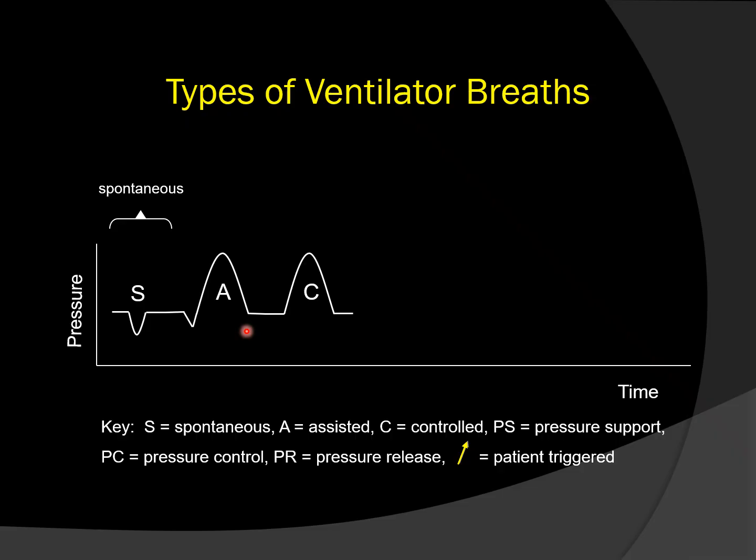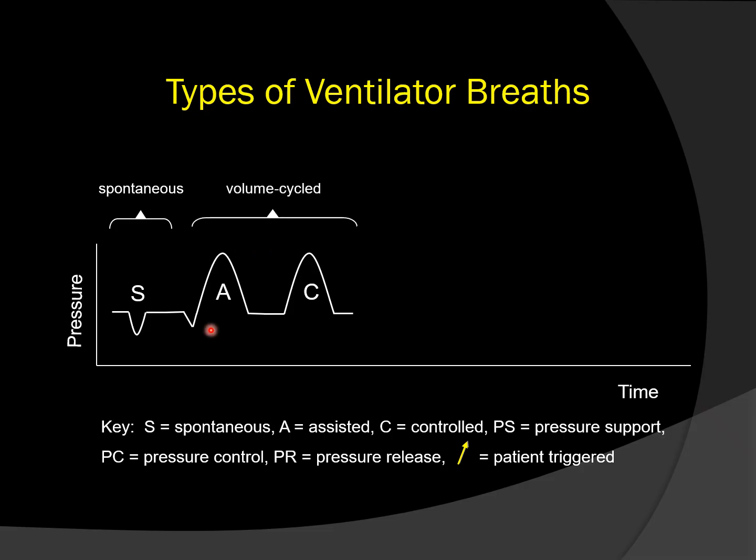Now, there are times when the patient's not triggering or we want to back the patient up. We're nervous that maybe they won't make an effort and they'll be apneic. So we actually can give an assisted breath off of a timer. The ventilator says it's time to breathe, Mr. Smith, maybe 10 times a minute. It guarantees they're going to breathe. When a positive pressure breath is triggered by a timer, that's called a controlled breath. I'm labeling that C for controlled.